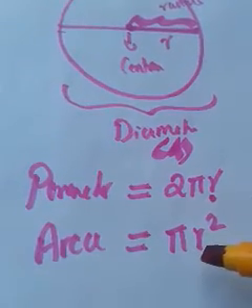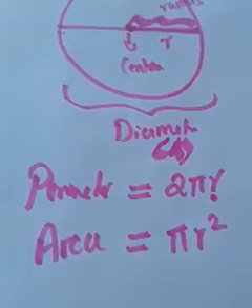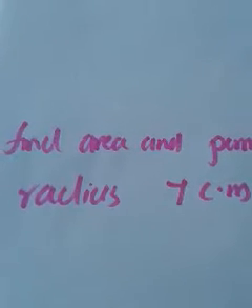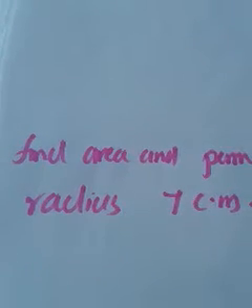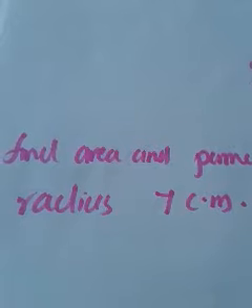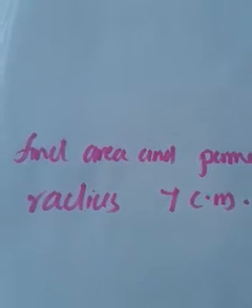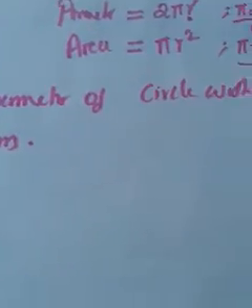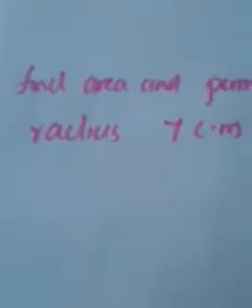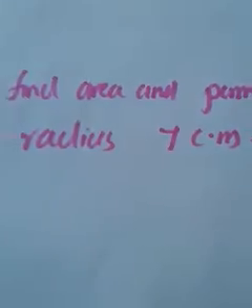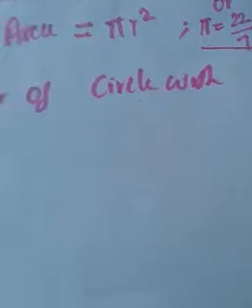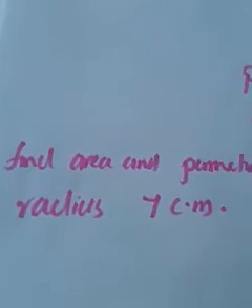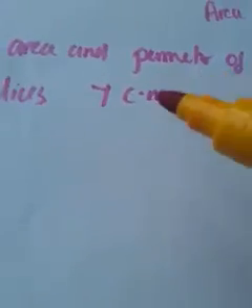Let me solve a question for you. We are going to discuss a question, so you will understand both formulas in a proper way. If you solve a question, this is your question, write the question. Find area and perimeter of circle with radius 7 cm. I repeat, find area and perimeter of circle with radius 7 cm. So this is your question, and let me solve it.